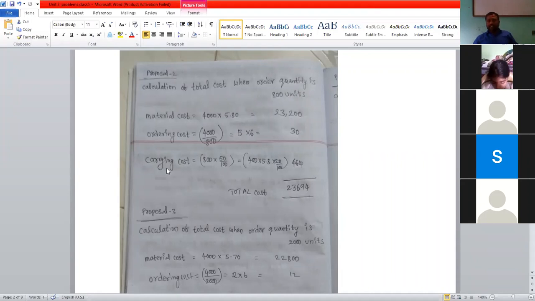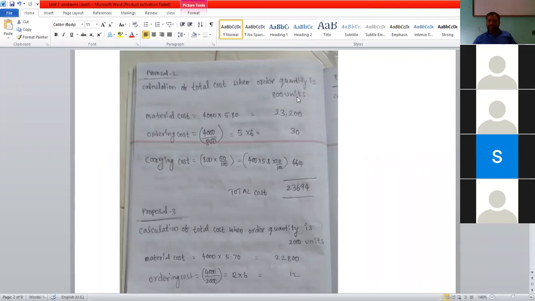Then carrying cost is, out of 800, average అంటే 400. So 400 into this price 5.8, 20% the carrying cost. You will get here 464. So by adding 23,200, 30 rupees and 464, these three, you are getting a total cost of 23,694.